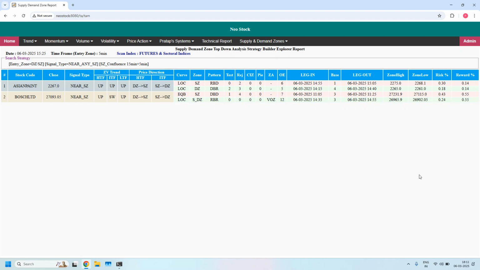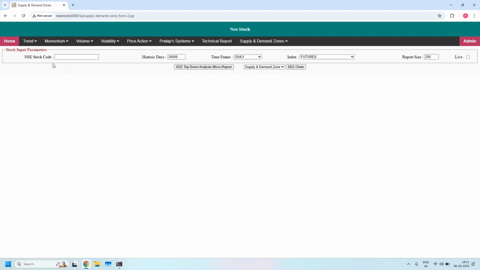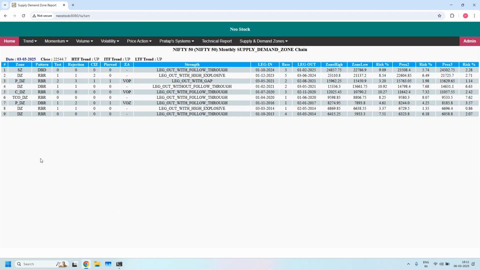Next, let us look into NIFTY and BANKNIFTY supply demand zone chain reports. So I am generating a monthly supply demand zone chain for NIFTY. Okay, this is Nifty monthly supply demand zone chain. In all the supply demand zone chain reports, always look into the zone column to find high liquidity zones. Look into the pierced column to find the pierced zones.